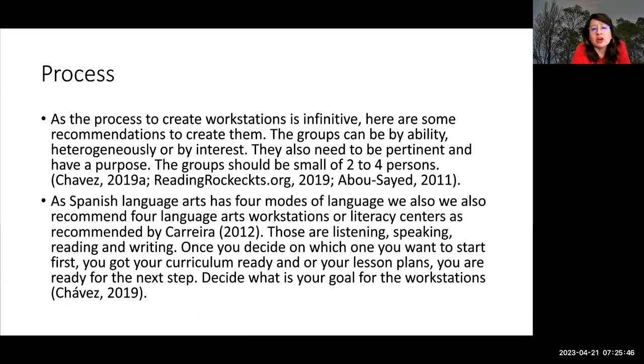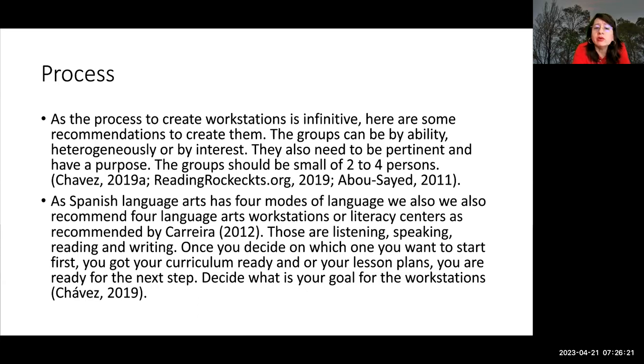Okay, as Spanish language arts and English language arts have 4 modes of language, we also recommend 4 language arts workstations, okay? As recommended by Carreira, those are 1 listening, 1 speaking, 1 reading, and 1 writing. However, they can also be different among other subjects, like 1 will be reading, 1 will be math, 1 will be science, 1 will be social studies, okay? So once you decide which workstation you want to start first, you go to your curriculum and your lesson plans, so you're ready for the next step.